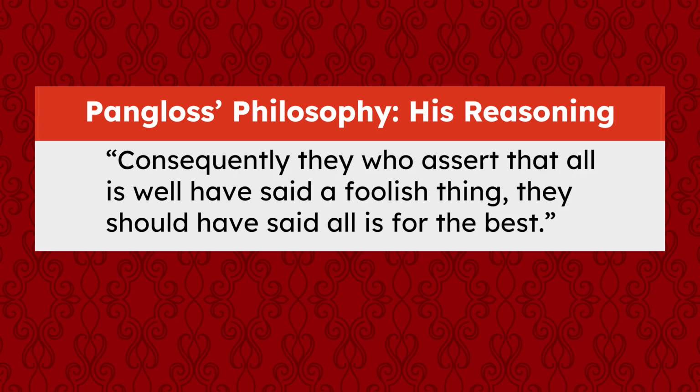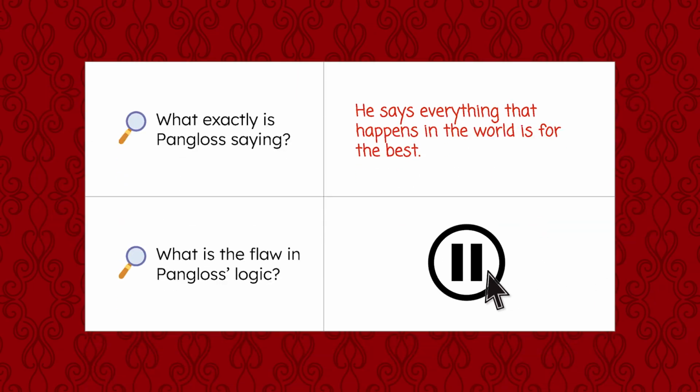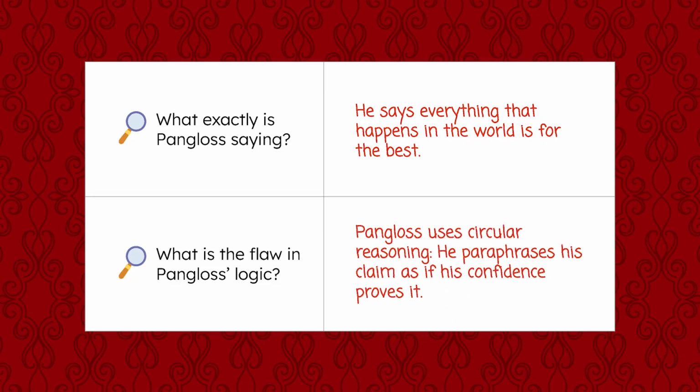Pangloss is saying everything that happens in the world is for the best. Huh. Doesn't that sound familiar? What's the flaw in Pangloss's logic here? He's using circular reasoning. He literally just paraphrases his claim as if his confidence alone proves it. Imagine if I argued that my glass is half full, because it can't be filled anymore. And for Pangloss, the world is perfect because it can't get better?